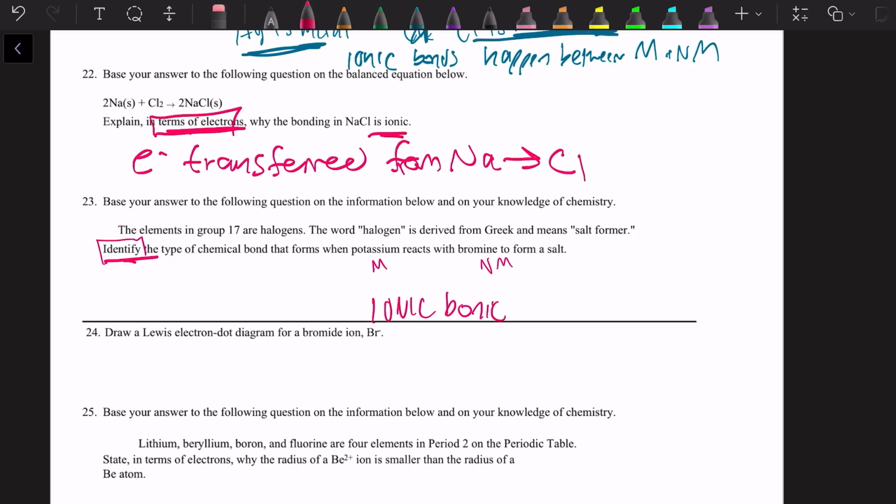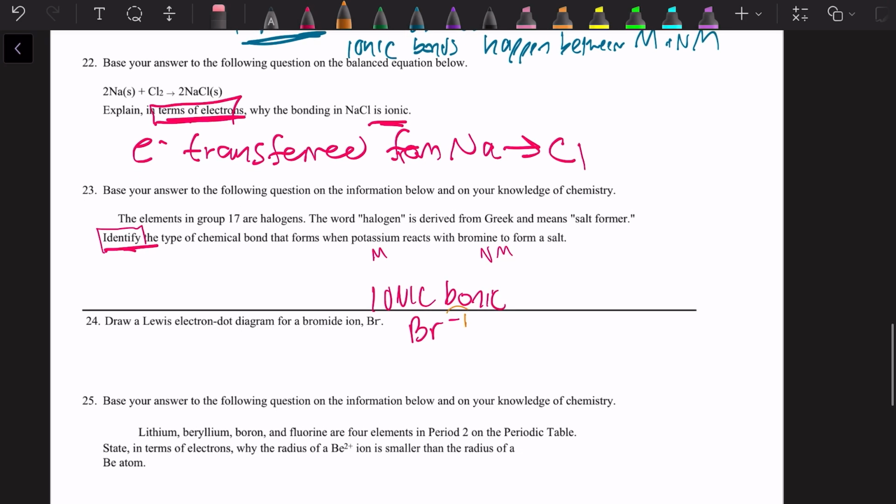Number 24 says draw a Lewis dot diagram for a bromine ion, and it says Br minus in case you can't quite see it. So again, that minus is this -1, which means you gain an electron. So bromine normally, as an atom, has 7 valence electrons, but a bromine ion has an extra one. You have your brackets and you have your charge.